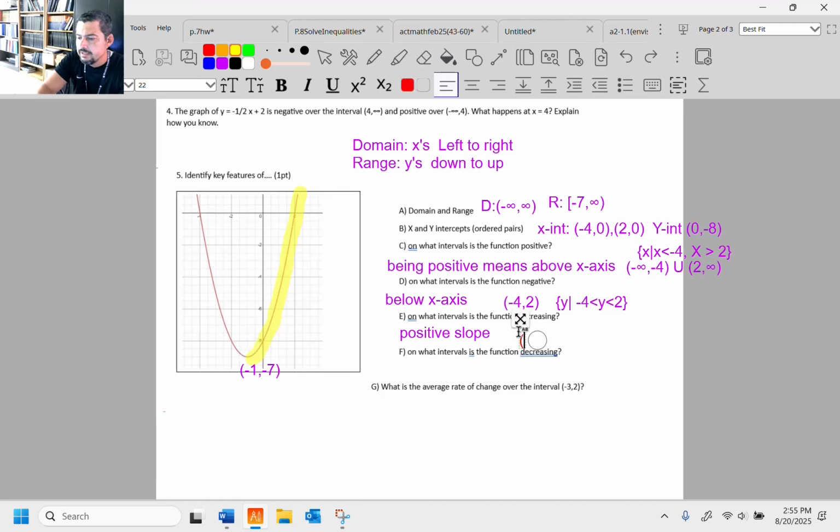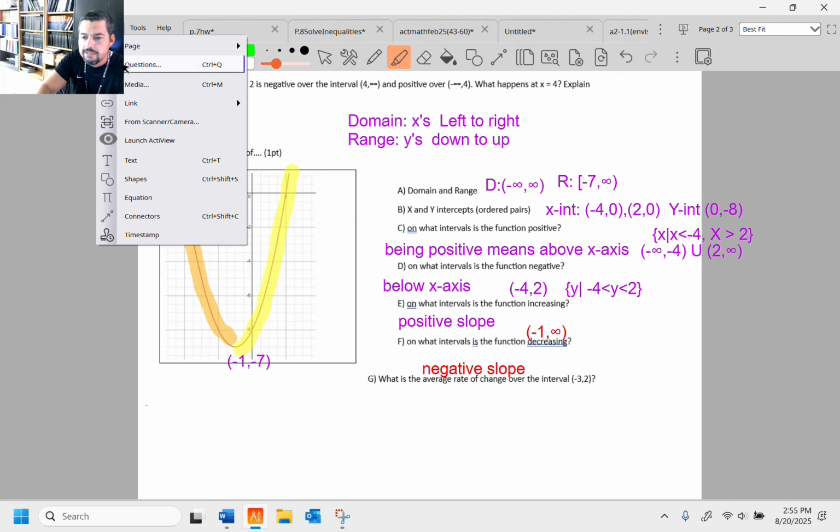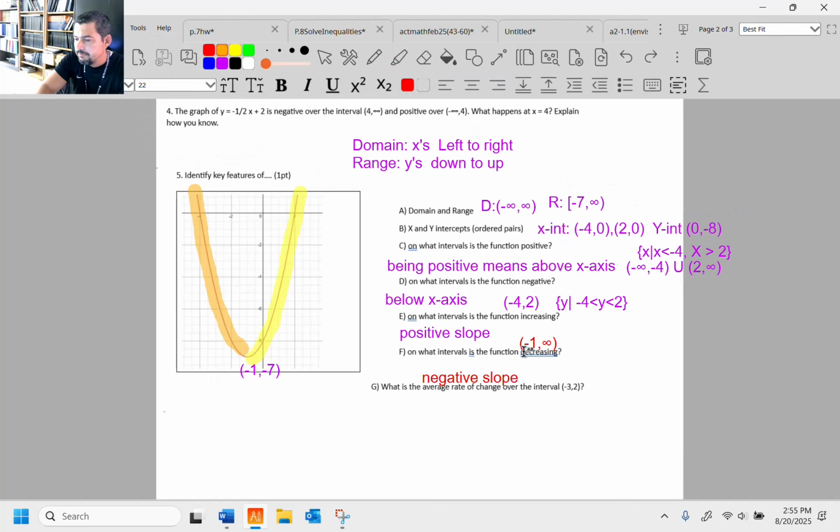So that starts at -1 and it continues right forever until we hit infinity. Decreasing would be negative slope, and that's where we're falling. We're falling on the left-hand side of this particular graph. So we actually start at negative infinity and we stop falling once we get close to -1. Close it off. All right.